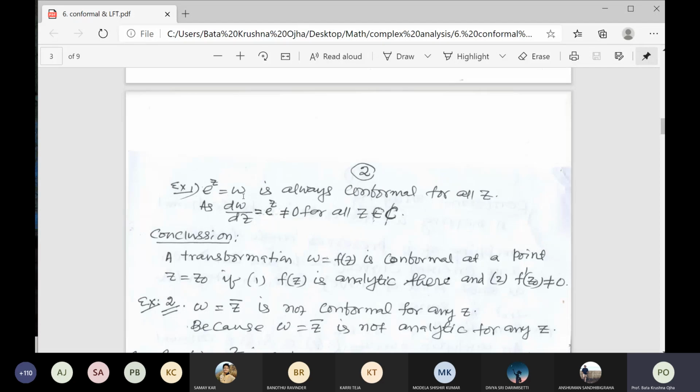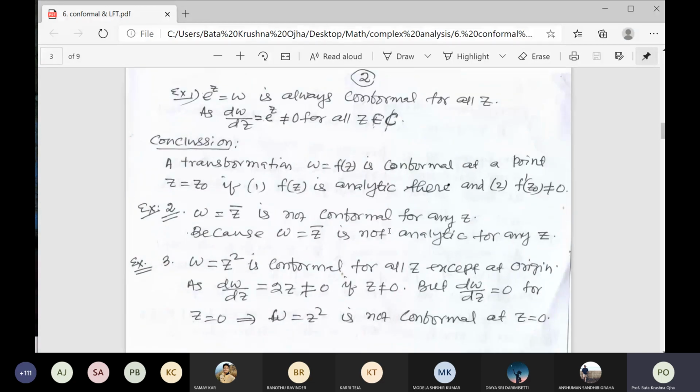W is equal to this, so f dash z is equal to e to the power z itself. So it is not 0 for any value of z. Therefore, this function f z is equal to e to the power z is conformal everywhere, because its derivative dw by dz is equal to e to the power z, which is not equal to 0 for any values. So, what is the conclusion?